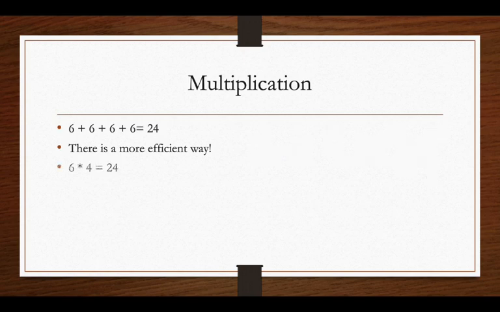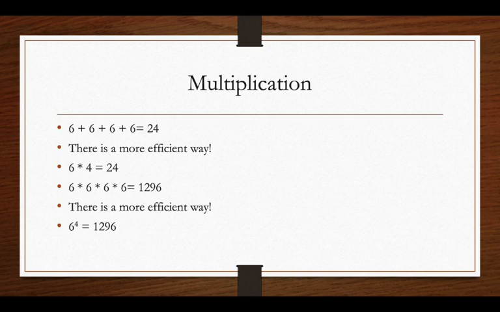Now, what if I did 6 times 6 times 6 times 6 equals 1,296? Isn't there a faster way to do that? 6 to the power of 4. There's got to be an efficient way, and it is 6 to the power of 4. So we're going to do exponents now.